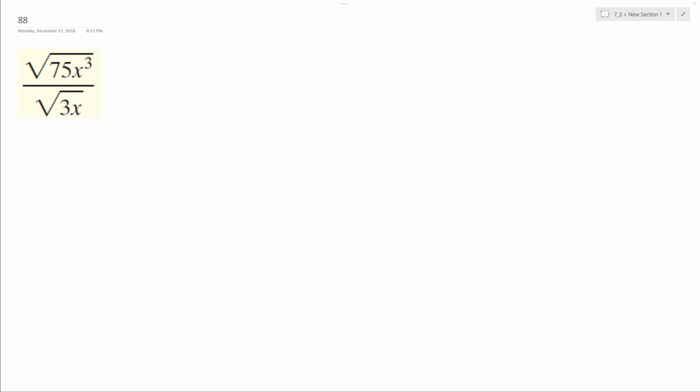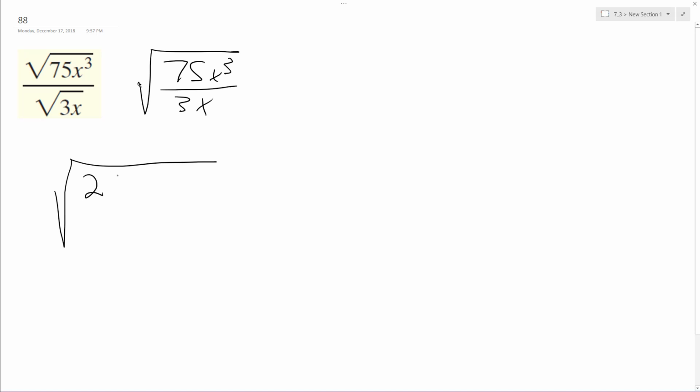Alright, let's reduce the following. So to do this, what I'm going to do is first rewrite everything under one radical. And then what I'm going to do is break each part up. So 75x becomes 25 times 3x times x squared over 3x.